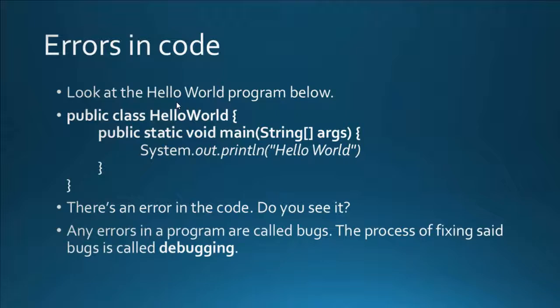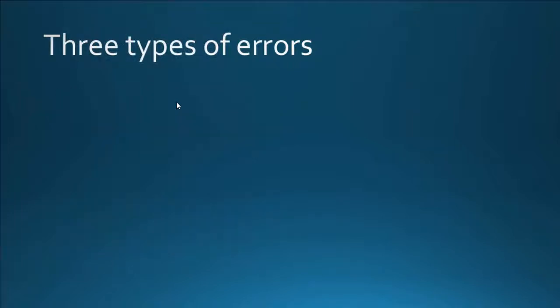Any errors that are in a program are known as bugs. The process of fixing said bugs is called debugging. Now there are three types of errors, and I'll come back to our Hello World program after we talk about this, just see if you can have figured it out.